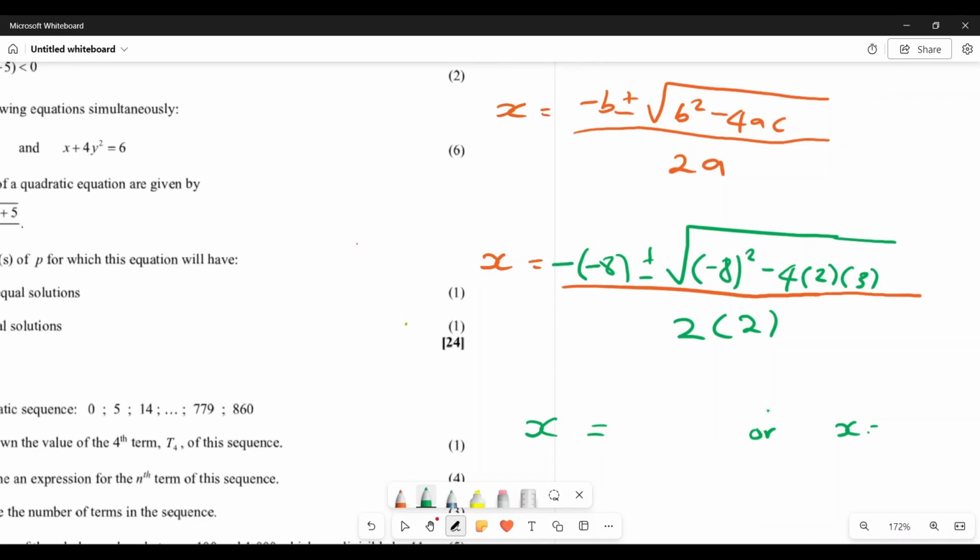Now, when I punch this into my calculator, my first value of x rounded off to two decimal places is going to be 3,58. My other value of x is going to be 0,42. And these are your final answers, right? Now, let us move to the next question.